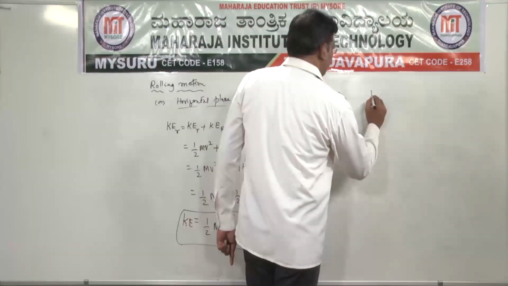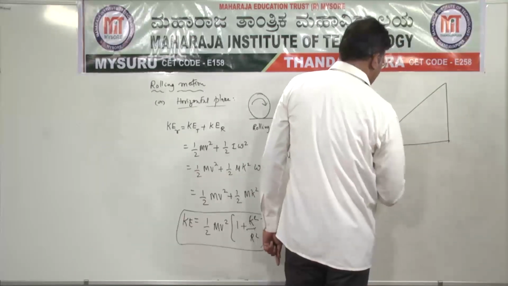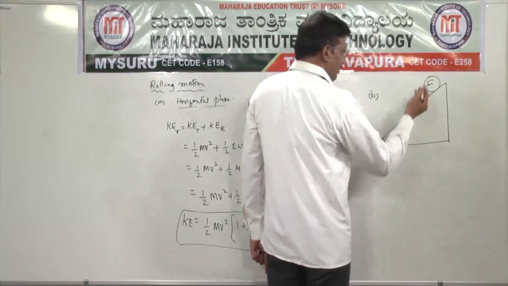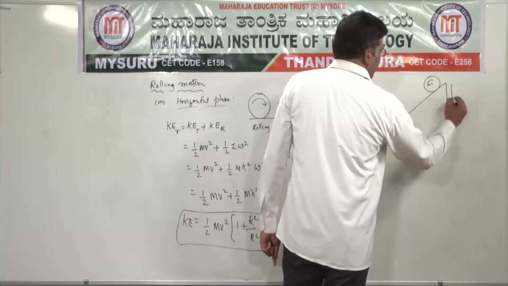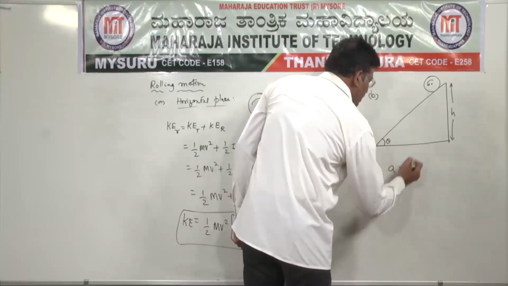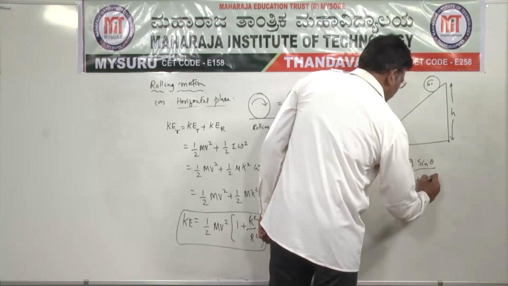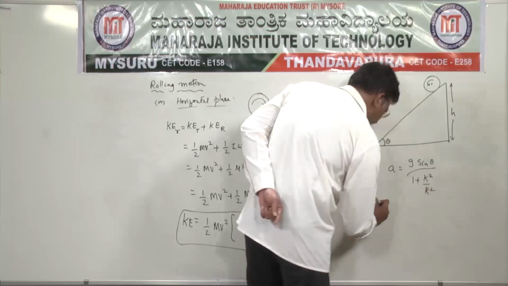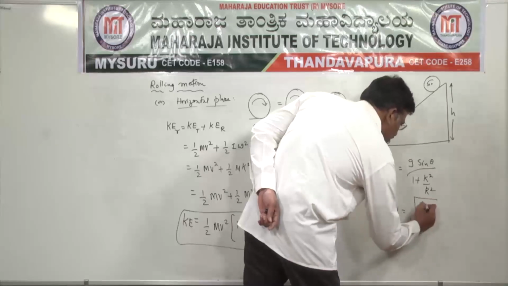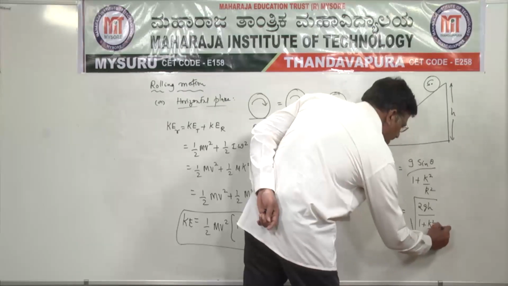Suppose, the second one, a body rolls on an inclined plane of angle theta. Here a body is rolling from a certain height, say h, and the inclination is theta. In this case, the acceleration of the body is g sin theta divided by 1 plus k squared by r squared, and the velocity before it reaches the bottom is equal to the square root of 2gh by 1 plus k squared by r squared.